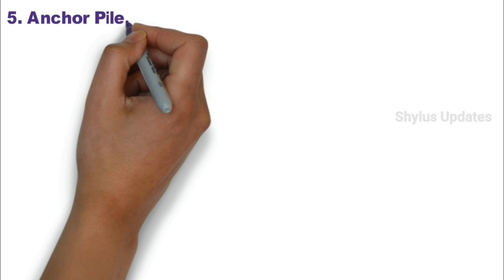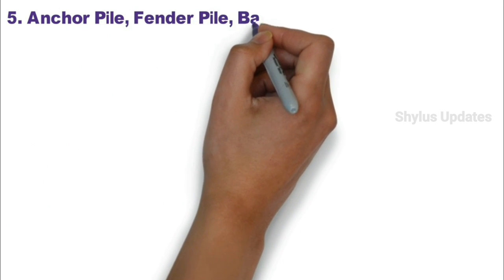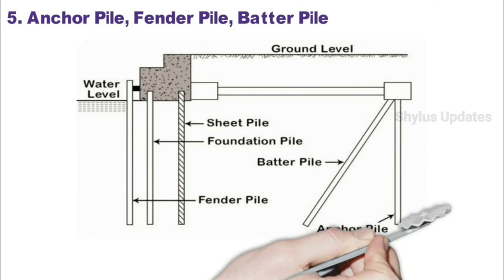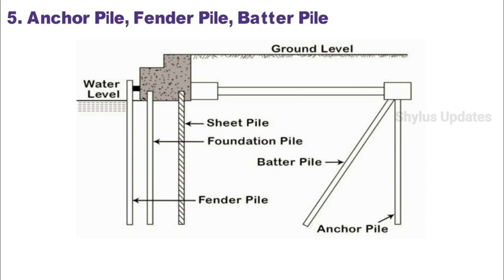Anchor pile, fender pile, and batter pile. Anchor pile. When a pile is used to provide anchorage against the shear pull of a sheet pile or other type of pulling force, it is called an anchor pile. Fender pile. A pile that is used to protect a structure in the sea from damage caused by abrasion or collision of a ship is called fender pile. Such piles are usually made of wood.